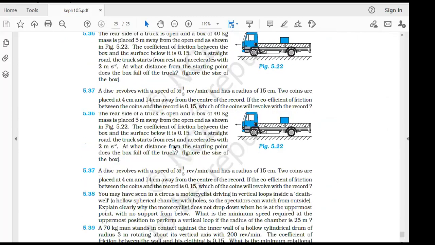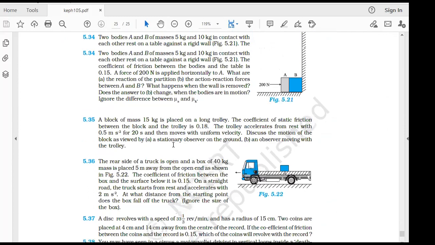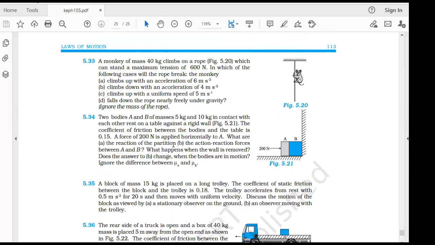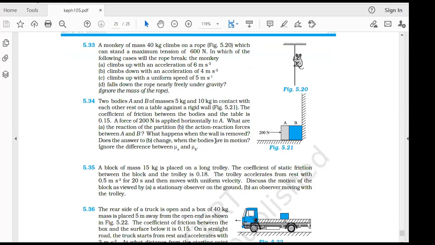So maybe I thought of doing a few problems from this page. This one is very easy, just like your R is equal to m(g minus a) or m(g plus a), things like that. So you can do it yourself. This one, the concept is given in the handbook.